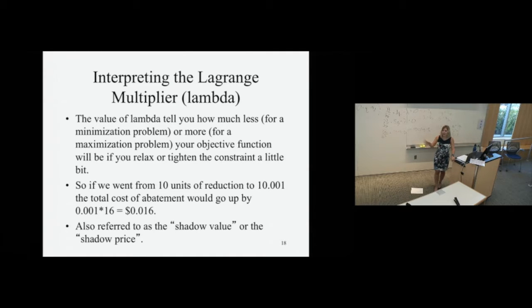It's like when you tell a kid, you better not do this, and then the kid goes and does it. So you tell the firm, you better not abate 8 units of pollution, wink, wink, unless I'm going to tax you. And then they're just going to do it on their own. So lambda will be very instrumental in our next lecture, in how we use it to inform ideal policy instruments.